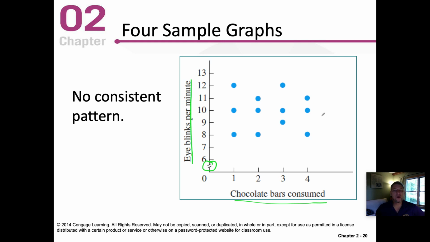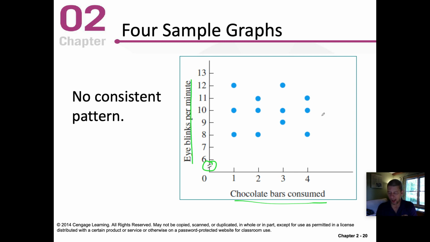All right. There's no consistent pattern, and therefore there's no relationship between the number of chocolate bars that you consume and the number of eye blinks per minute here. All right, so there's absolutely no relationship in this data. It's just somebody took a pot of spaghetti and threw it up against the wall, and it just stuck in that particular pattern. It didn't have any relationship.